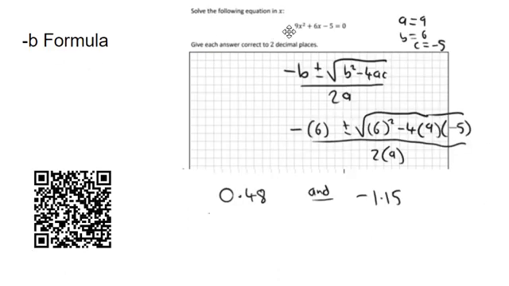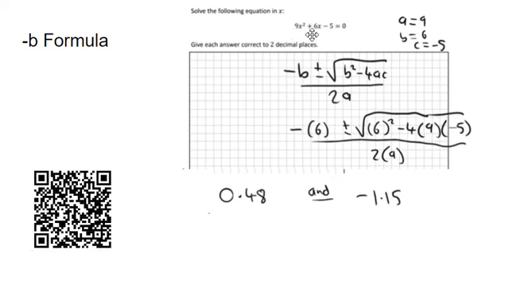The minus b formula is used to work out, or to solve, a quadratic. This is the question from last year. Solve the equation for x and give each answer correct to 2 decimal places. By saying correct to 2 decimal places, it's giving you a clue that you have to use this.